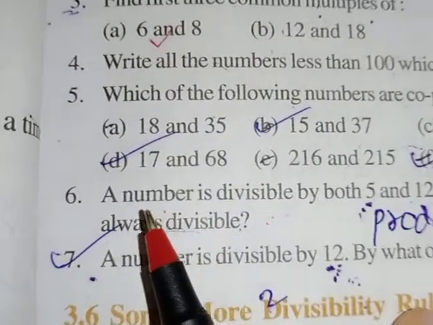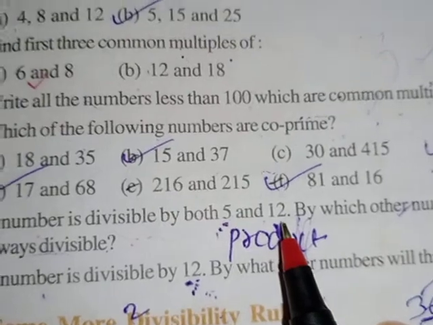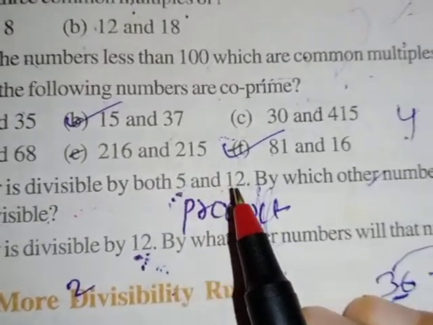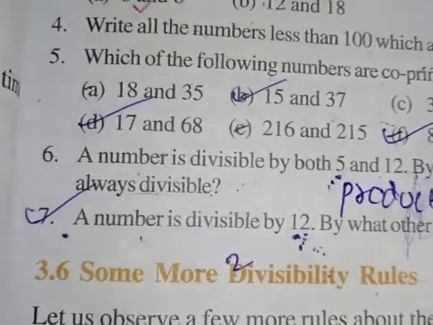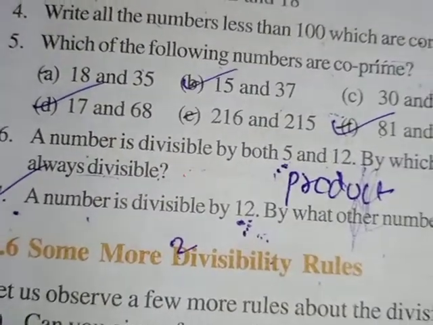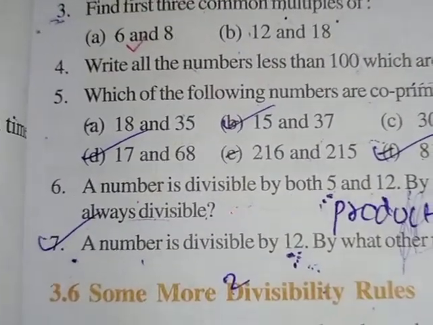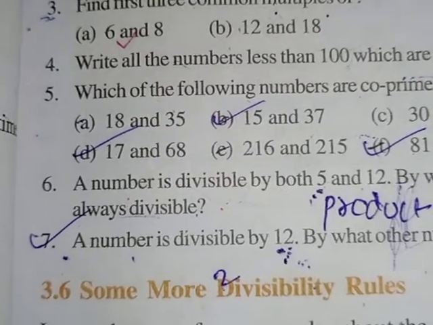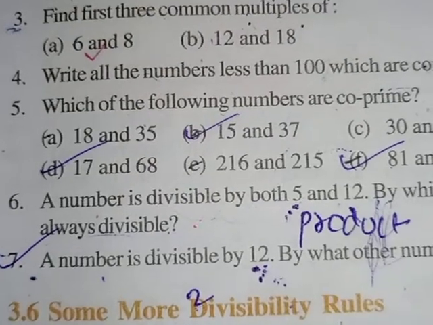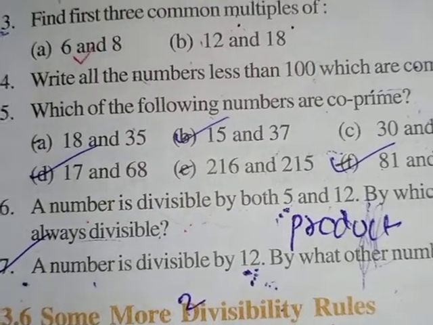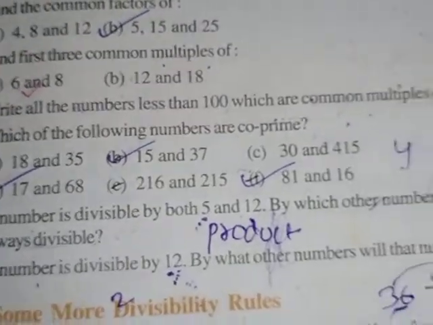My question is like this: a number is divisible by both 3 and 4. By which other number will that number be divisible? Now you mark my point in the question. Any number is there. We don't know that number. That number is divisible by 3 also, and that number is divisible by 4 also. Now we have to answer which other number that particular number, divisible by 3 and 4, will also be divisible by.